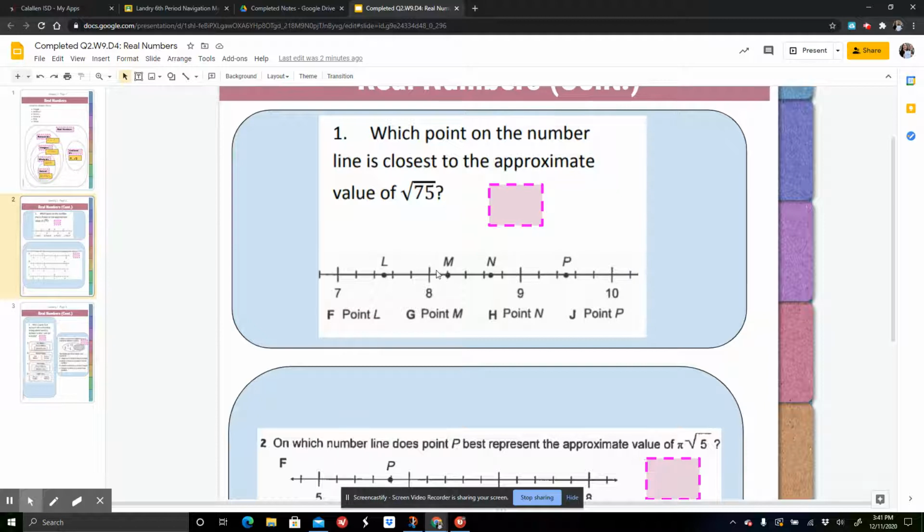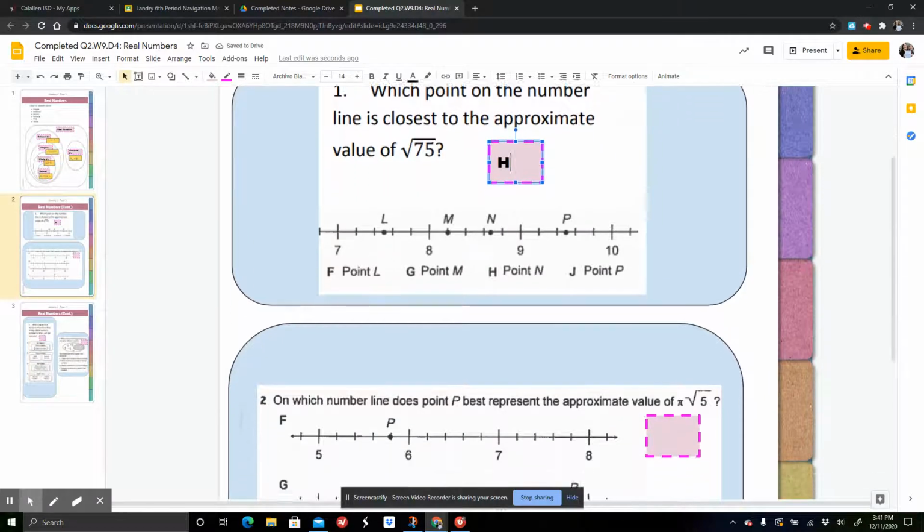We have M, which is pretty close to 8, and we have N, which is, how many dashes do we have? We have 1, 2, 3, 4 dashes in between. So those are going to be 0.2 apiece because it would be 8, and then 8.2, 8.4, 8.6, 8.8, and 9. And remember, we got 8.66, so this dot is just past the 8.6. So the answer choice is point N, which is H.